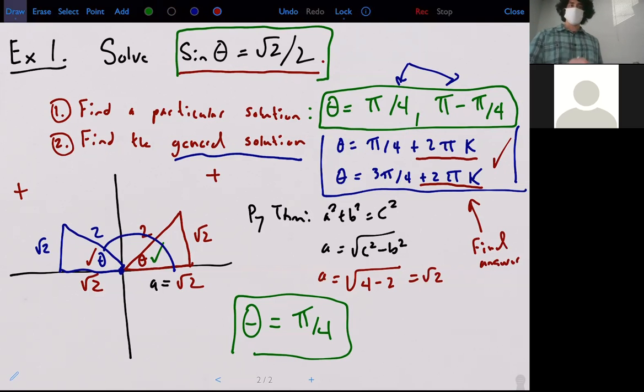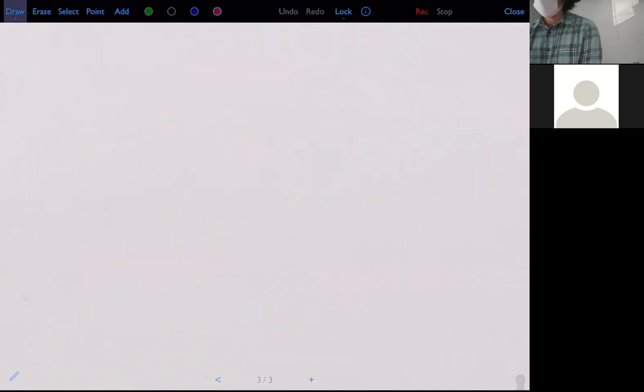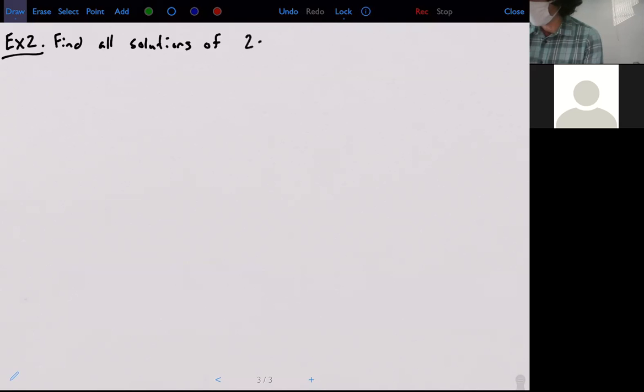Okay, let's move on to the next question. So example number 2. Now we want to go ahead and find all solutions of the equation 2 cosine squared theta minus 1 is equal to 0. So this problem looks slightly more difficult than the last one, but really there's only one extra step that we have to do here.